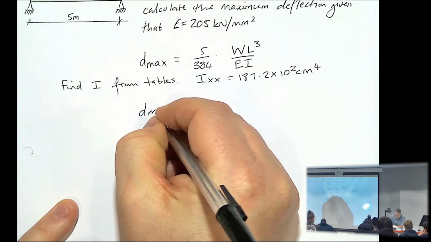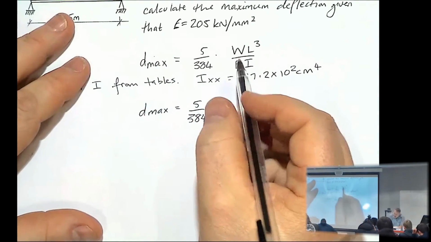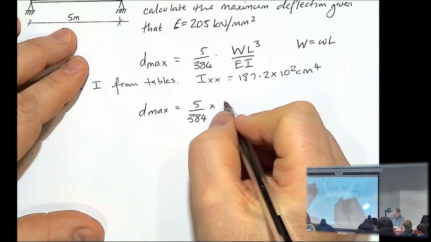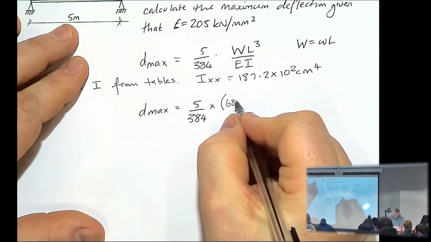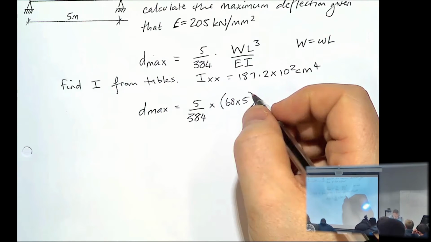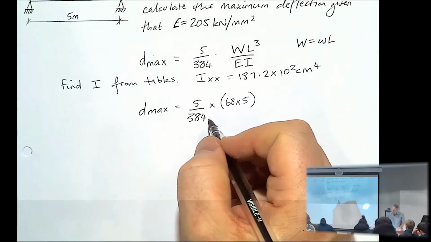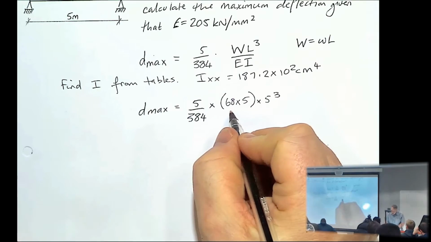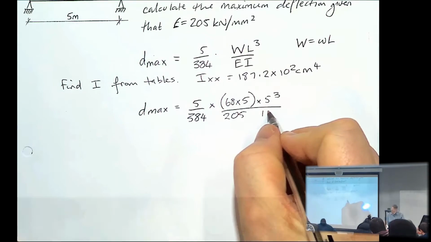So this D max is 5 over 384 multiplied by our W. Again, remember that our W is the UDL times by L. So if we were going to put in for the W here, we've got 68 times by 5, and then times by 5 cubed over E. So we've got 205 times by our I, 187.2.